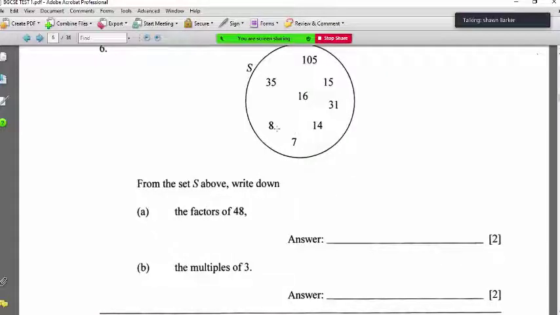So in this case, I only see one factor, right? Which is this one, and well, these two, right? 8 and 16, right? Because 8 times what can give you 48? 8 times 6, okay? And then there's 16 times 3. So these are factors of 48 here, these two.